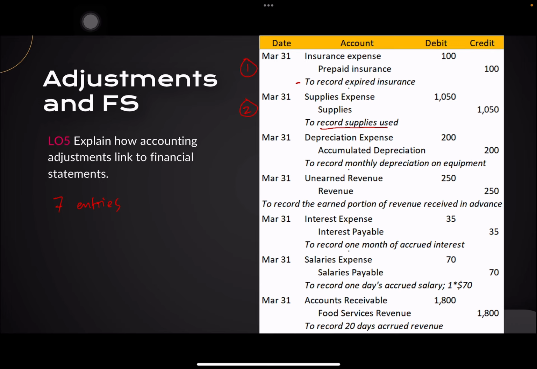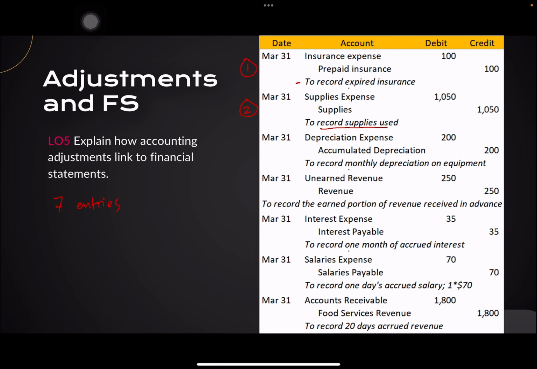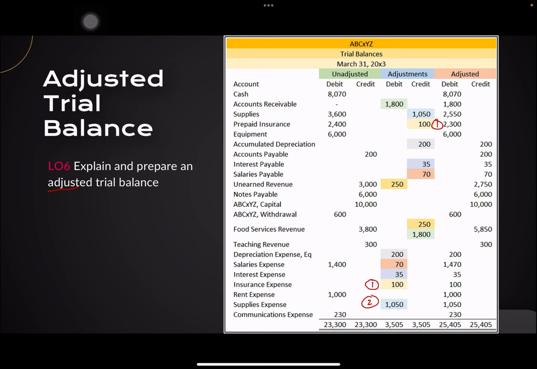So let's trace the supplies expense. Again, this would fall under the debit. So we will be concerned with looking at the debit side of the adjustments column. So 1,050, I have here supplies expense, so this would be adjusting entry number 2. And the credit for your supplies adjusting entry is that we decrease our supplies account, which is an asset, by $1,050 as well. So it will be shown here in your supplies, so number 2.